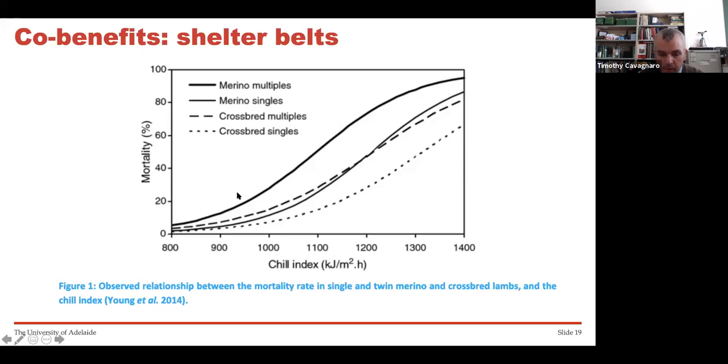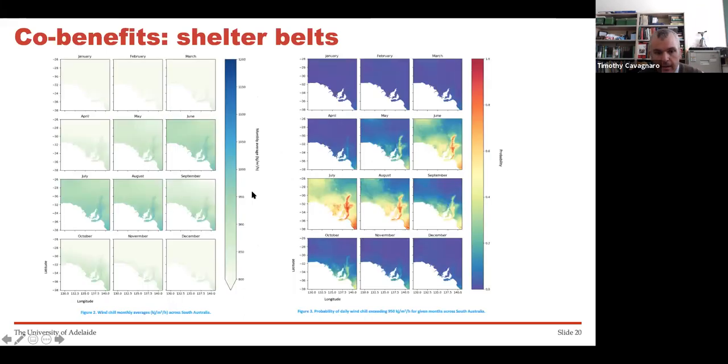Okay, so what we can do is we take a map of South Australia and we can look at the monthly average wind chill. So as you might predict, wind chill is higher in the cooler months of the year, May, June, July, August. It's much lower in the summer months as you'd expect. So we know when it's cooler and we know when the wind chill is higher and we know where the wind chill is at its highest. We also know that about 950 kilojoules per metre squared per hour is a critical number for mortality in lambs or in livestock with wind chill.